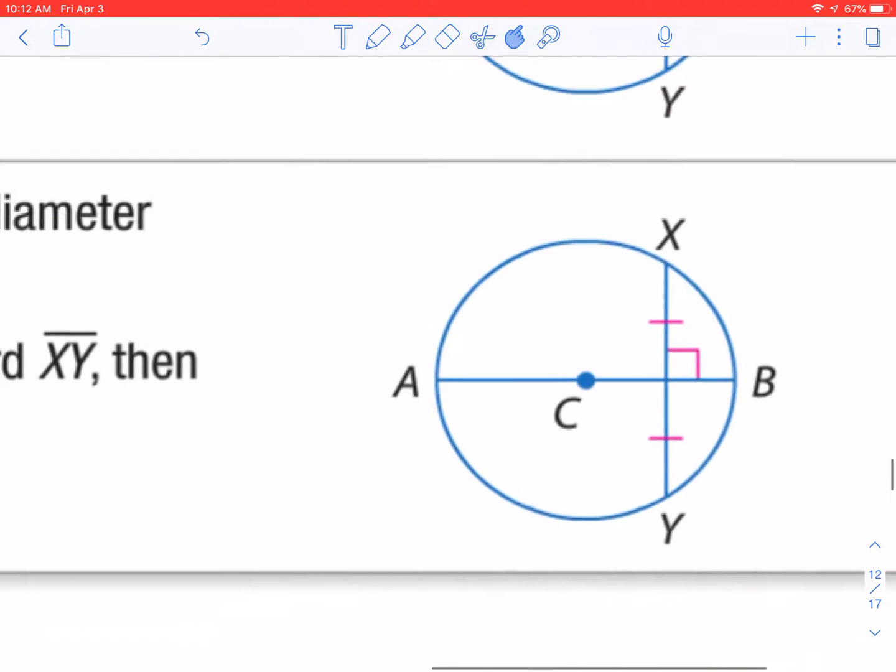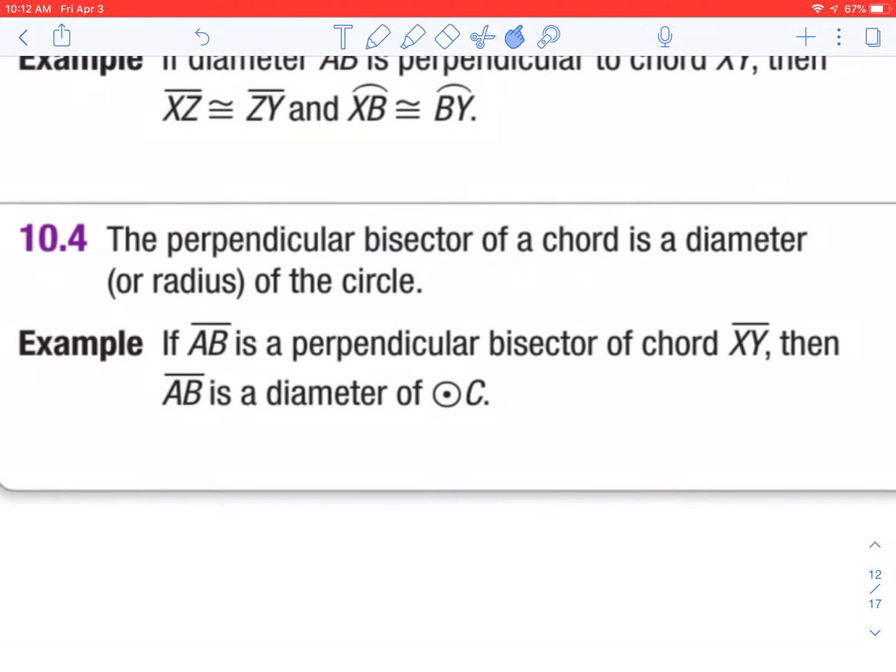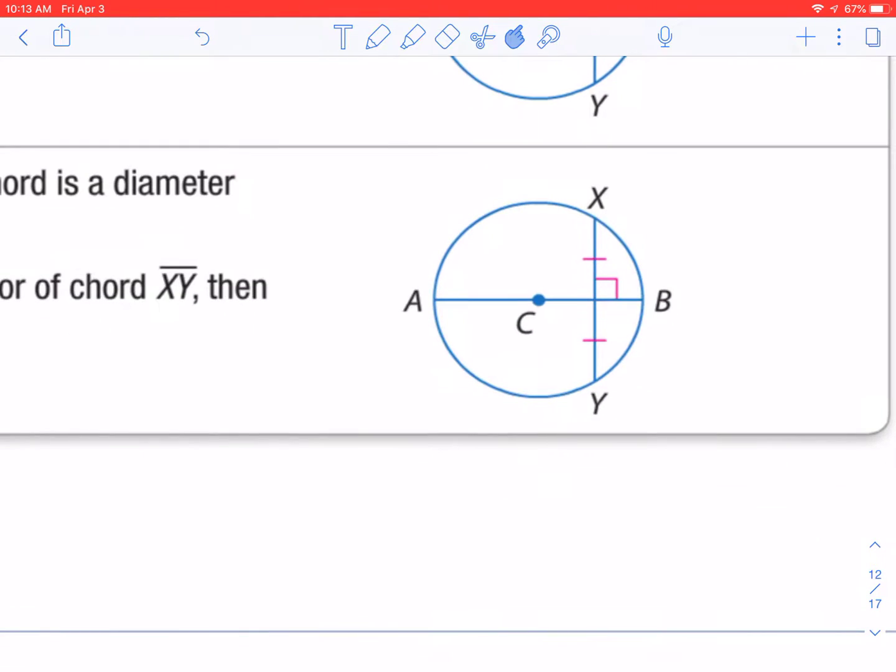What we're going to see here is the converse. The perpendicular bisector of a chord is a diameter of the circle. So if it is congruent already, then we know that this is the diameter or the radius.